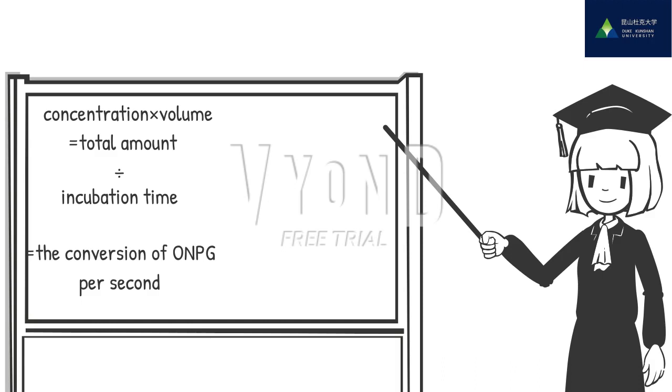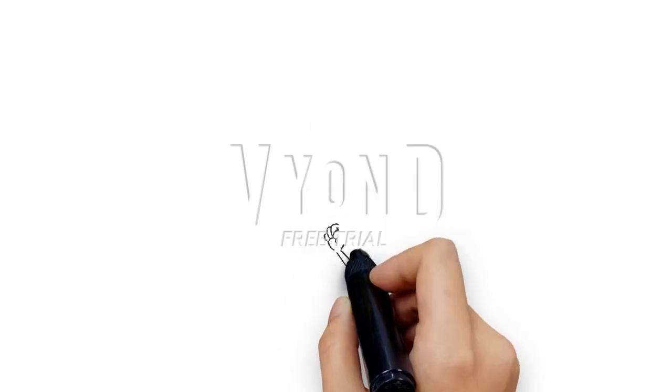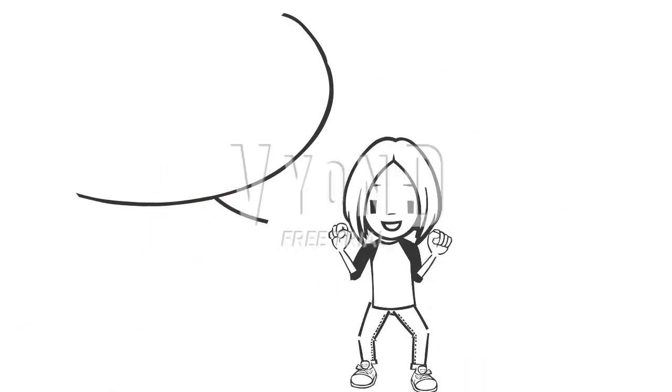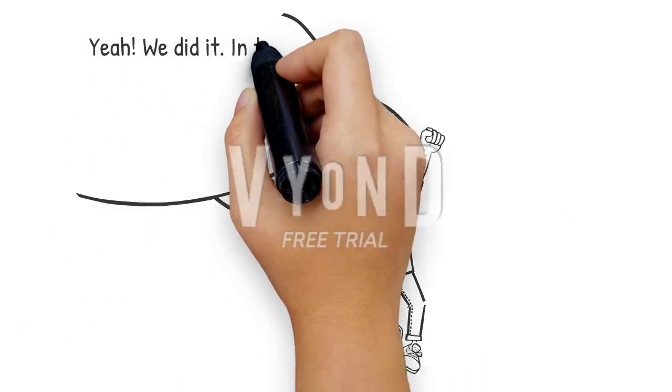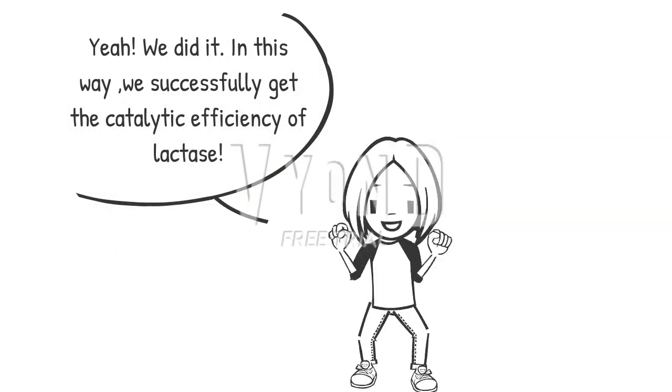We should further calculate the conversion of OMPG under a unit of lactase. Thus, this value should be divided by the amount of lactase. In this way, we have reached our goal by qualitatively and quantitatively measuring the catalytic efficiency of lactase.